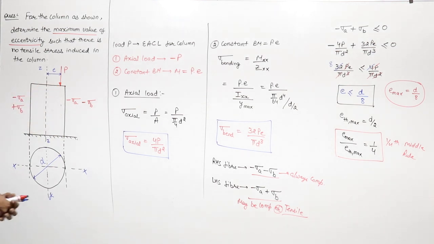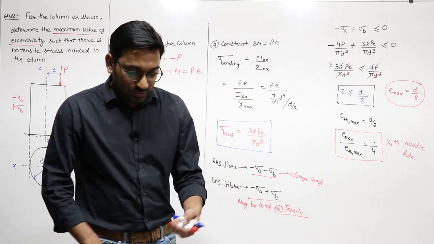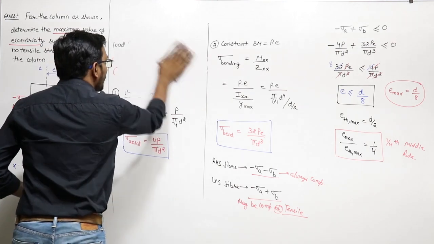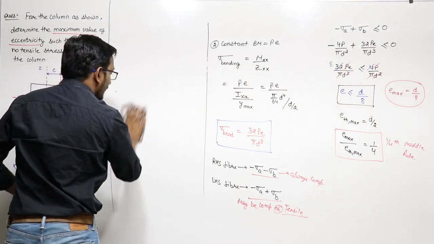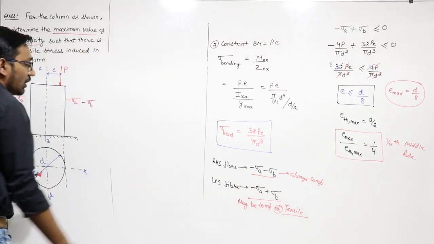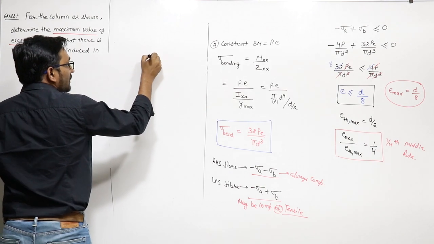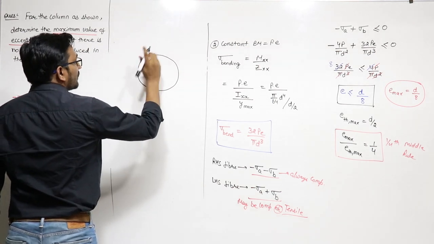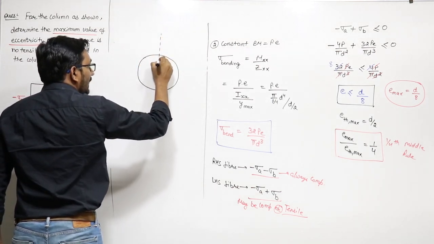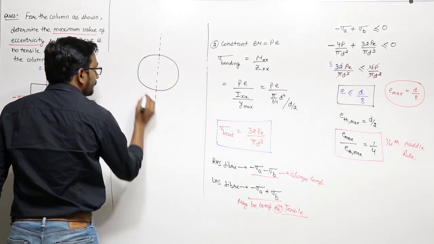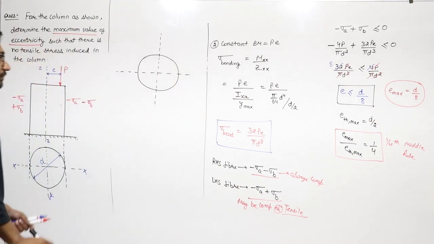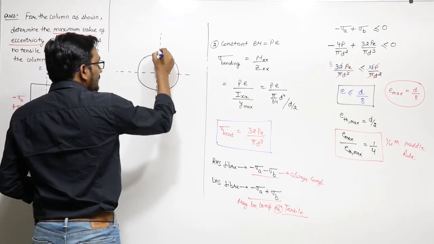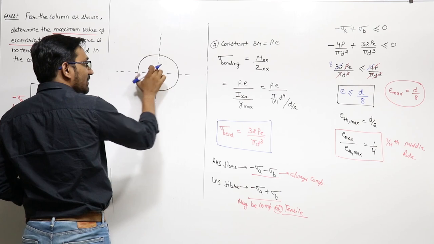Suppose we have a section. Let us take the cross section of this column. This column has a circular cross section. These are the axes. So I am saying that this distance is d by 2, the radius is d by 2.